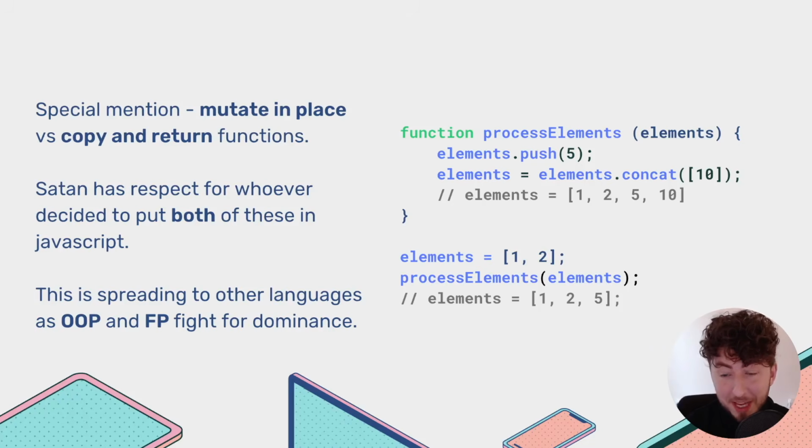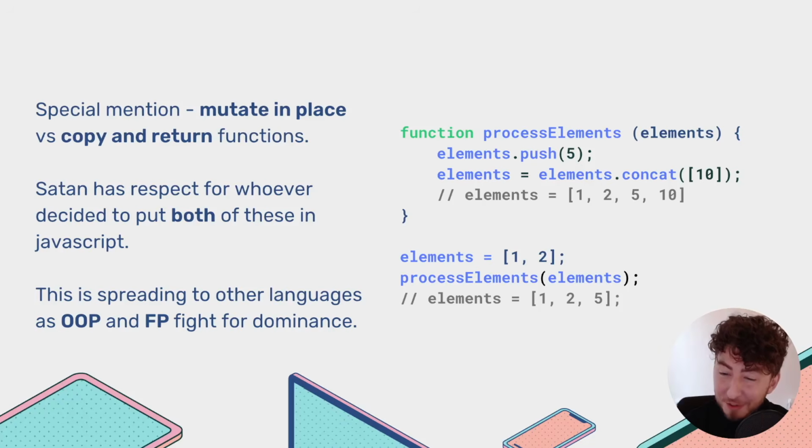And what I mean by that, if you look on the right hand side, we have this process elements function, right? And it takes an array of elements, and all it does is it pushes 5 to the back of the array and then sets elements using this concat function, which essentially just sticks 2 arrays together. So you can see we define our array that has elements 1 and 2, and we call process elements. We push 5 to the back of the array, and then we set elements with this concatenation with this other array that just has 10 in it. And you can see there that elements is now 1, 2, 5, 10, right?